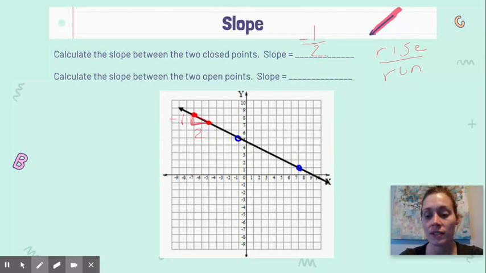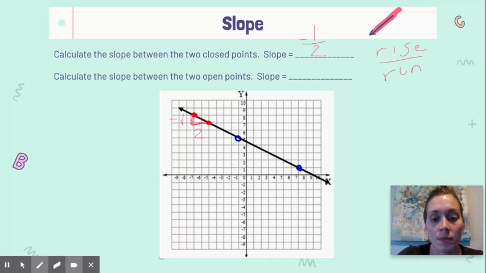So we're going to do the same thing between the blue points. So put your pencil on the blue point furthest to the left. I know they're not blue on your paper, so the open circle furthest to the left. We always go left to right. So pencil on the point furthest to the left.